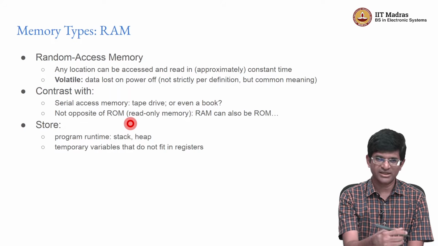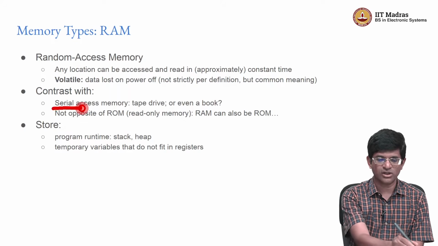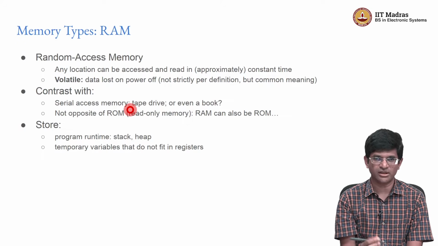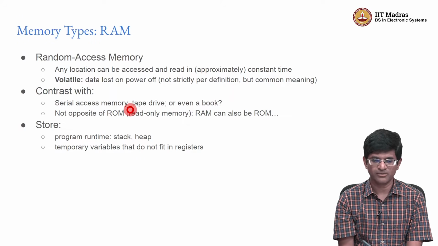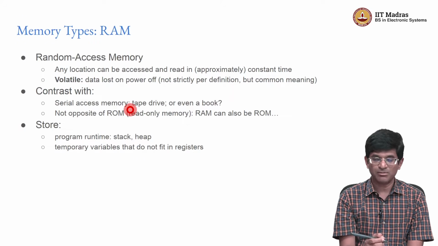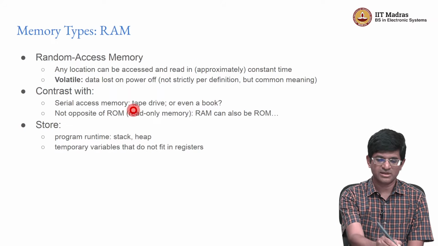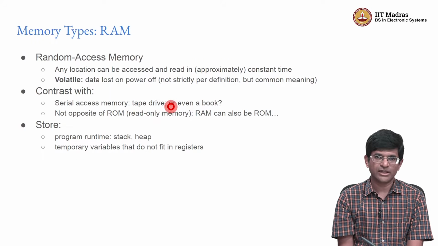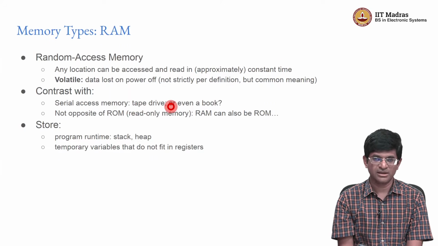The important point is that the usual contrast of RAM is what is called serial access, or SAM, which is not a term that you are likely to come across often. The most common example was what is called a tape drive, which it's very unlikely that any of you have actually seen for computer storage, at least in action.